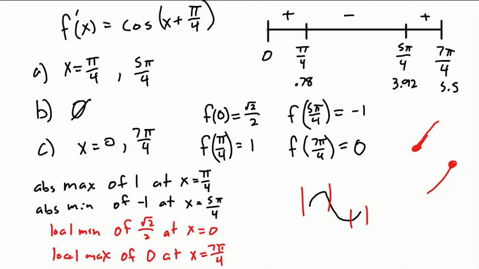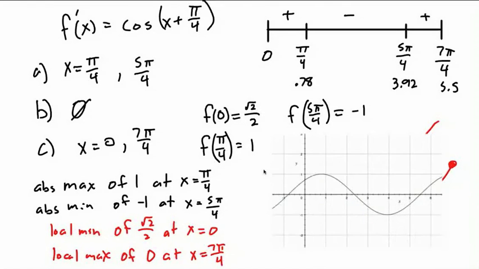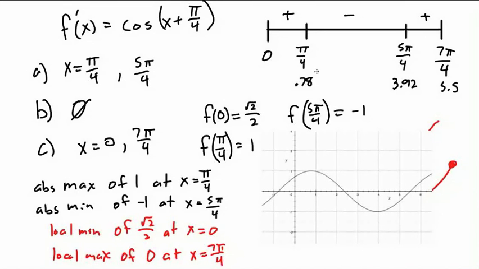All right, now we're going to look at the graph and see what's going on and just make sure we did it right. So we are looking at the graph from 0 to 7 pi fourths. So we know that's going to be about 5.5, which is going to be right there. So if you look, we're going to have an absolute max here, an absolute min here, and then right here we're going to have a local min, and right here we're going to have a local max.